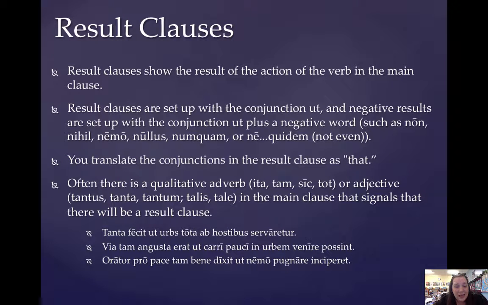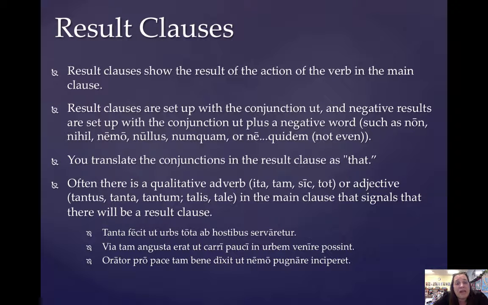And then let's look at our last sentence. Orator pro pace tam bene dixit ut nemo pugnare inciperet. So here we have a negative result clause because we have the ut, but then we have the negative word nemo, no one. So the orator spoke for peace, tam bene, so well, ut, that no one began to fight. Okay? So that's it. That's the result clause.